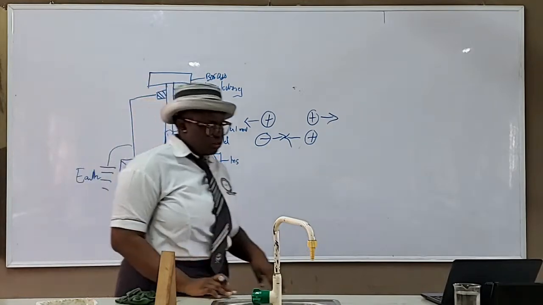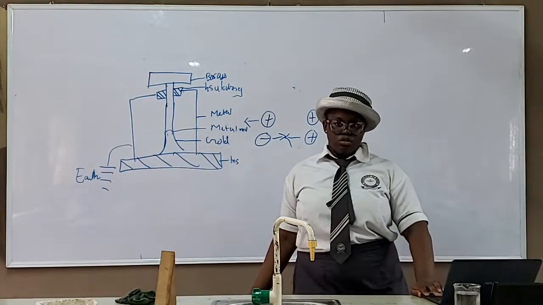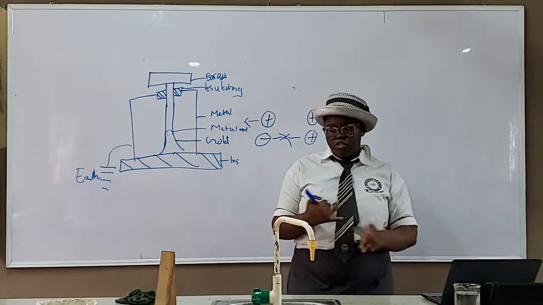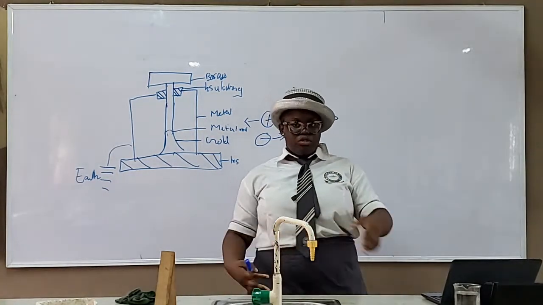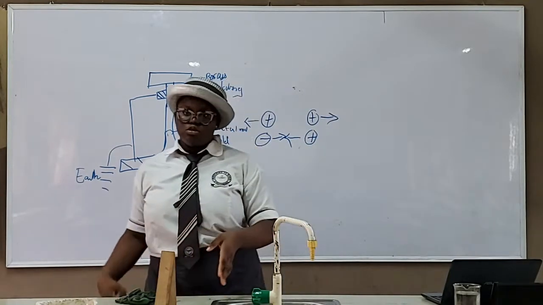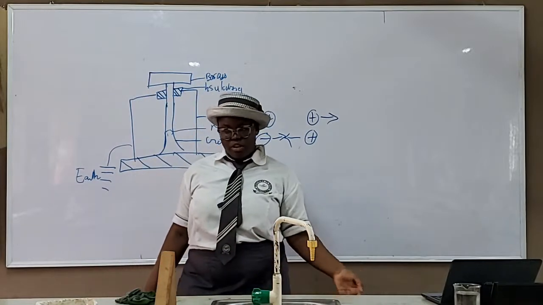Then we have uses of the gold leaf electroscope. It is used for the type of charge, the magnitude of the charge, the presence of the charge, and to distinguish between conductors and insulators. Conductors are materials that allow electrons to pass through them easily, while insulators are materials that do not allow electrons to pass through them easily.